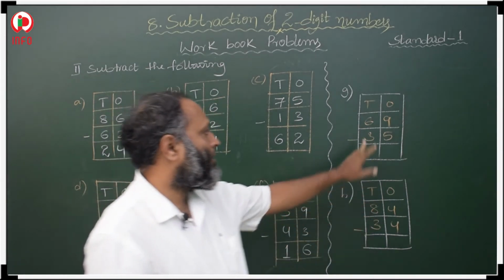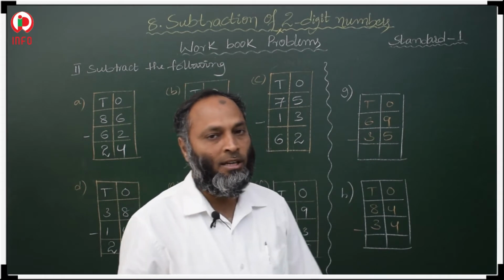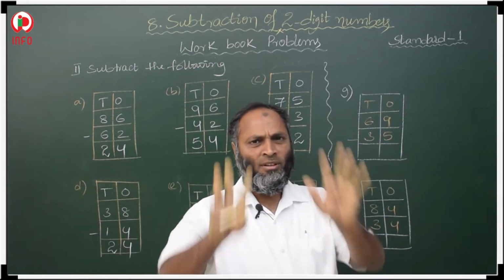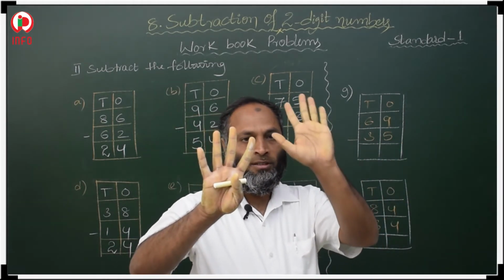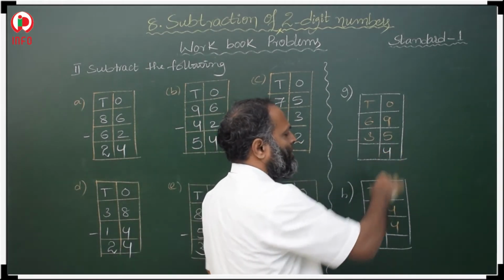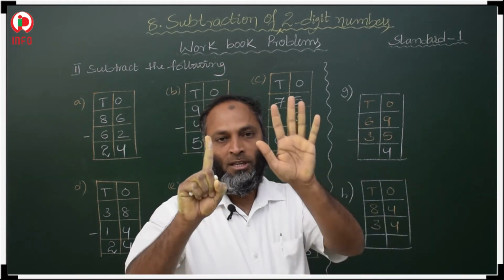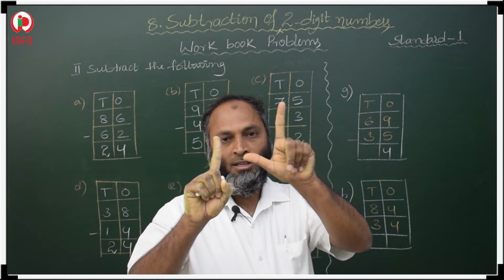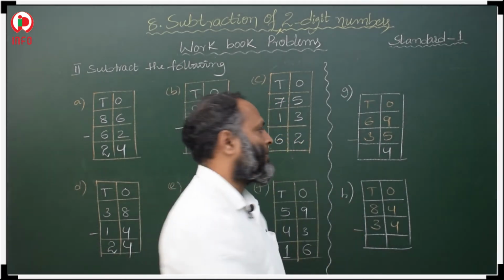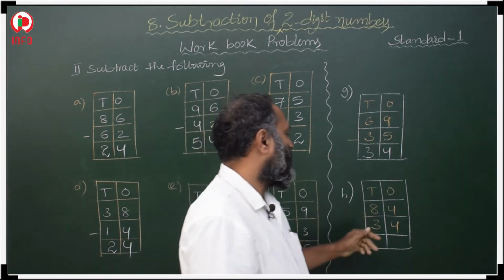Okay. Now here 69 and 35. 35 we have to subtract from 69. That is 9 minus 5. Open 9 fingers and close 5 fingers. 9 minus 5 is 4. 4 in ones place. Then in tens place 6 and 3. Open 6 fingers and close 3 fingers. 6 minus 3 is 3. 3 in tens place.